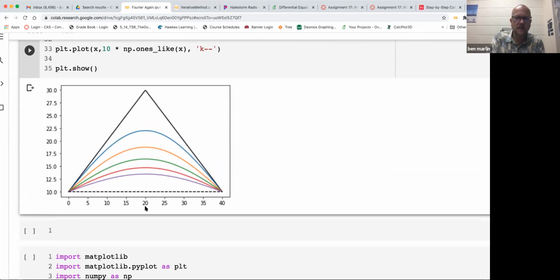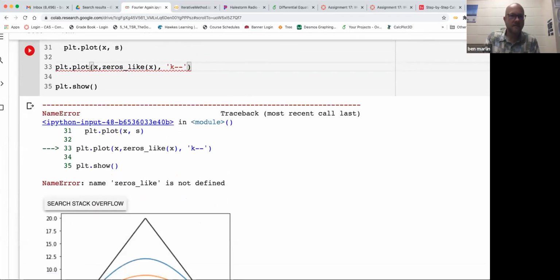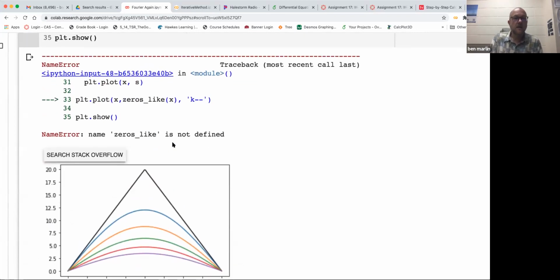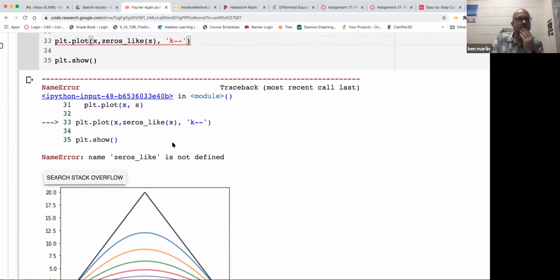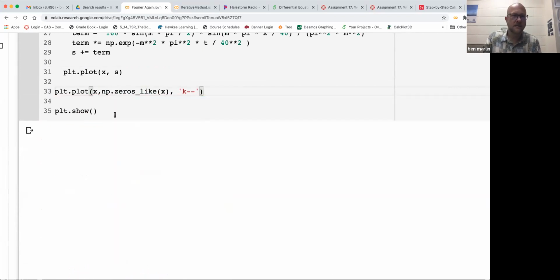So if I do that and then reevaluate, yeah, I've got this plot in the wrong place. Zeros like x. All right. Oh, it doesn't like that. What does it not like? It doesn't like zeros like. Well, np dot zeros like.